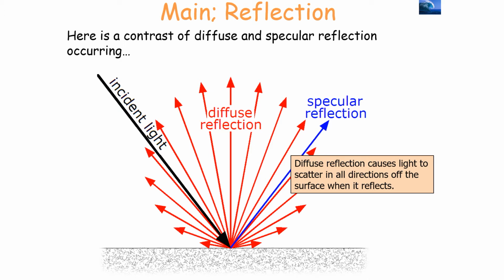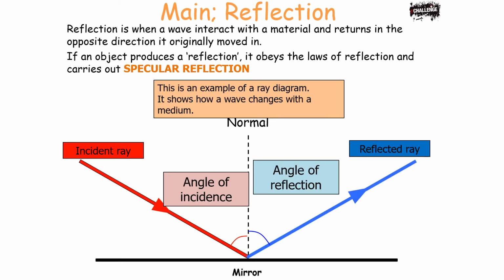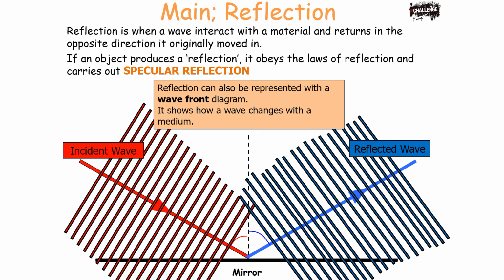It's important to note that diffuse reflection causes light to scatter in all directions off a surface when it reflects, yet specular reflection only has reflection occurring in one direction. So reflection is when a wave interacts with material and returns in the opposite direction it originally moved in. If an object produces a reflection as an image, it obeys the laws of reflection and carries out specular reflection. We can document this with something called a ray diagram, and this shows how a wave changes with the material. But in addition to a ray diagram, you can also represent this with a wavefront diagram, which shows how a wave changes with a medium.